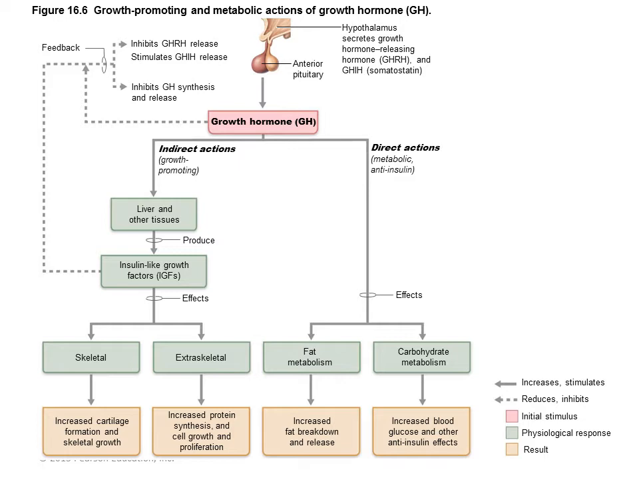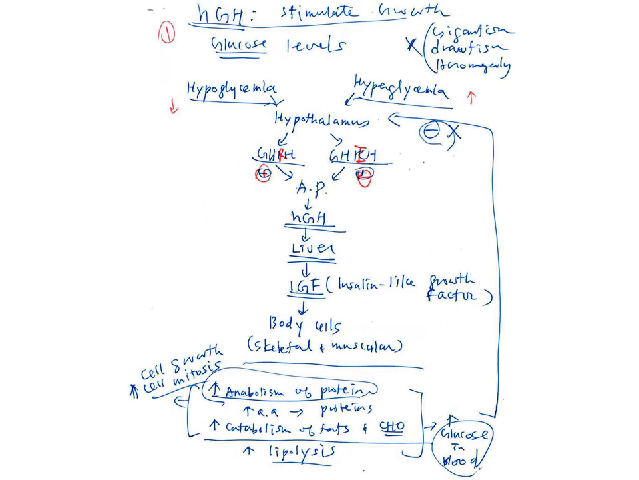And growth hormone release, as we discussed, is regulated by the hypothalamic hormones GHRH and GHIH. Also ghrelin, which is the hunger hormone, stimulates growth hormone release. As you see in this slide, blood glucose level also triggers GHRH and GHIH in the hypothalamus, so that the anterior pituitary can release growth hormone.